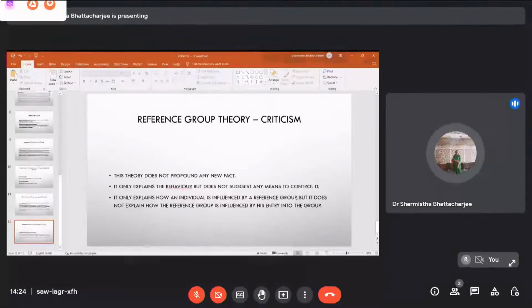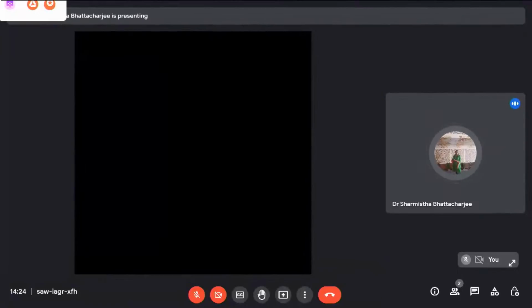There are certain criticisms of reference group theory. The theory is not profound about new facts. It only explains behavior but does not suggest any means to control it, and it explains an individual being influenced by the group in reference to entry. So this is Merton's reference group, which we can talk about.